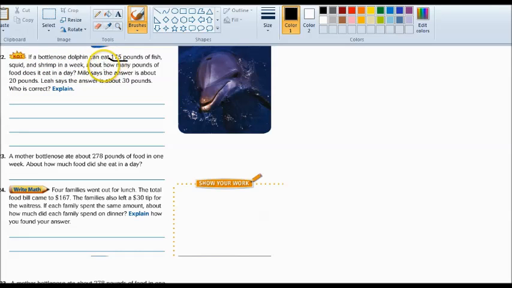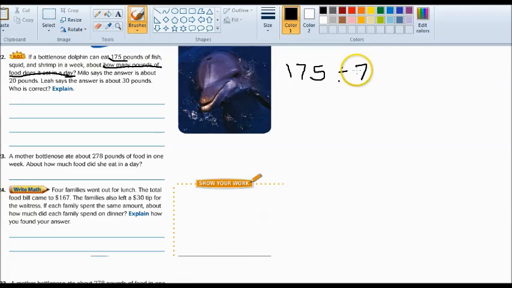So we know we need to find out how many pounds of food it eats in a day. And day is very critical here. Now, we know that our figure 175 is how many pounds it eats of the fish, squid, and shrimp in a week. But since we want to know per day, what are we dividing by? How many days are in a week? Think about it. I know you know the answer to this.